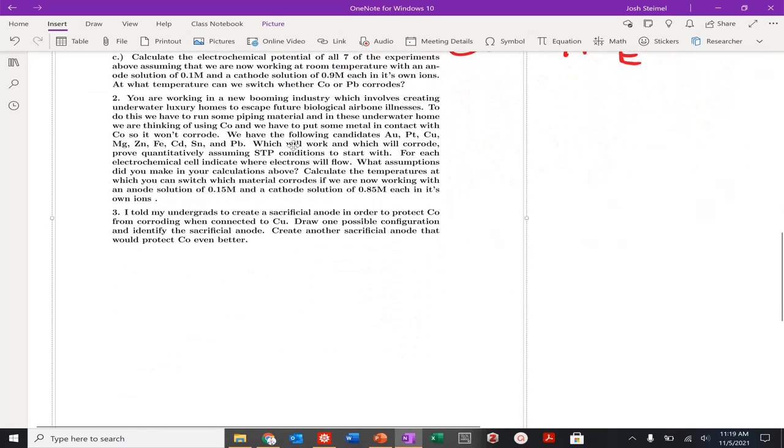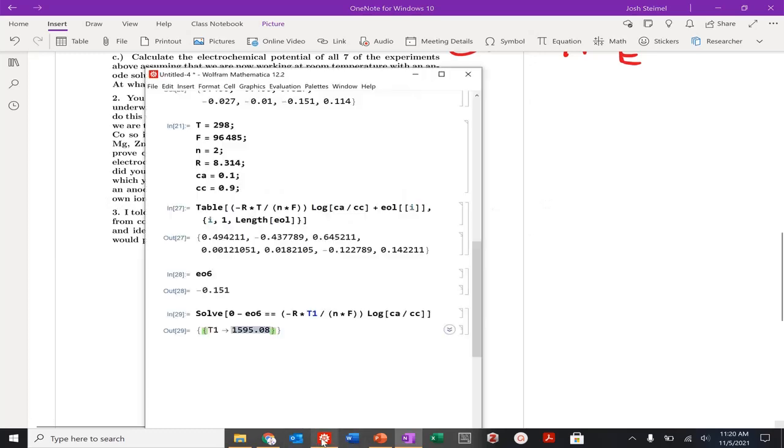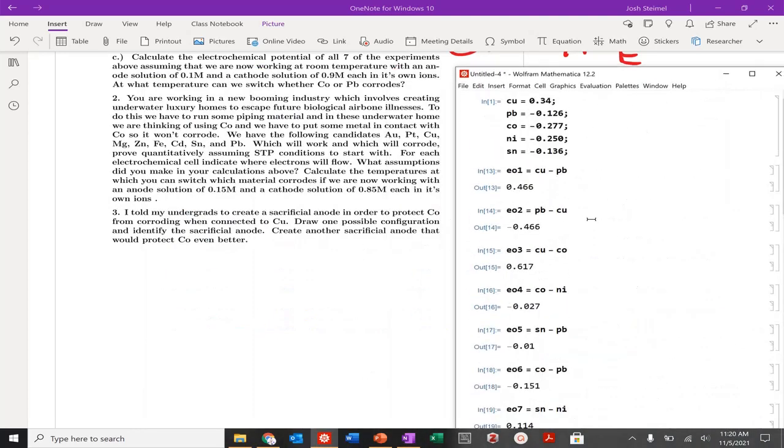Excellent. Now we're working in the booming industry, which involves creating underwater luxury homes. To do this, we have to run some piping. We're thinking of using copper, or actually not copper, cobalt. Again, we have to use metal in contact with, so it won't corrode. We have the following candidates, Au, Pt. So again, we're going to do kind of the same procedure here. Which one will work, which one will corrode, prove quantitatively using standard conditions to start with, for each where electrons will flow, et cetera. So we can kind of continue with this. So we still have Sn, so we need Pt. So let's go ahead and find these values here.